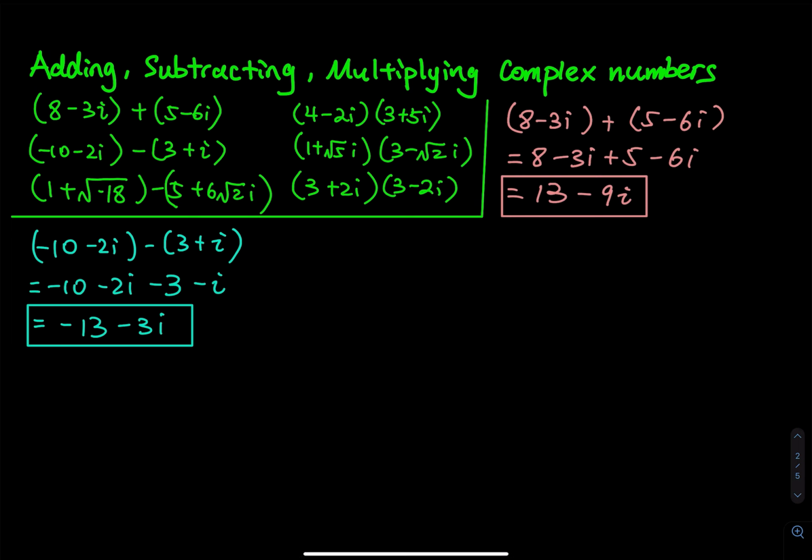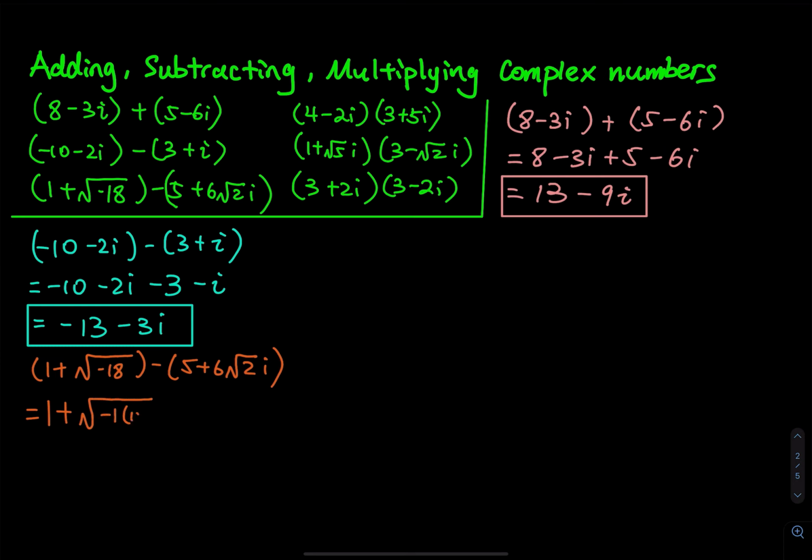So the next problem, let's do the 1 plus root 18, shall we? We are going to do 1 plus the square root of negative 18, and then minus 5 plus 6 root 2i. Okay, it's a minus. Let's remove the parentheses. In the meantime, the negative 18, I will put as the square root of negative 1 times 18. And then minus 5 and minus 6 times the square root of 2i. You distribute this minus to the 5 and to the plus 6. So that's why you have a minus 5 and a minus 6.